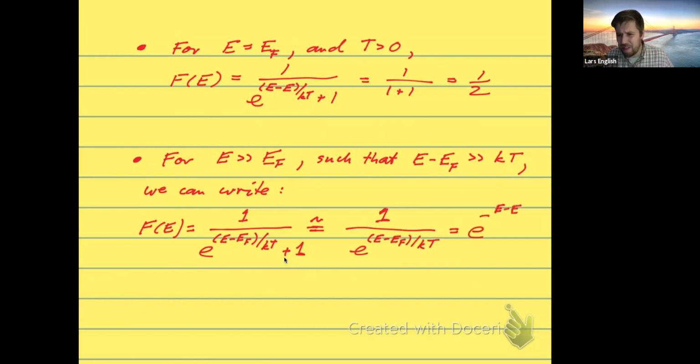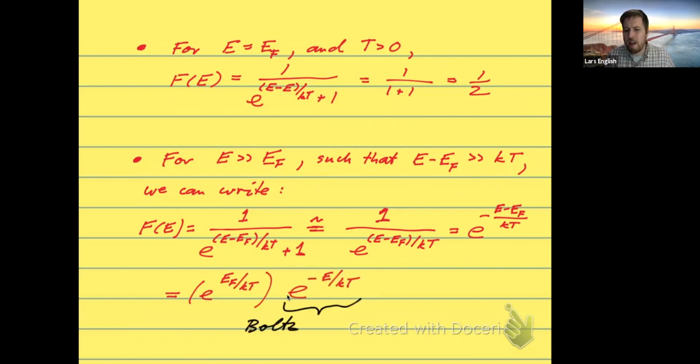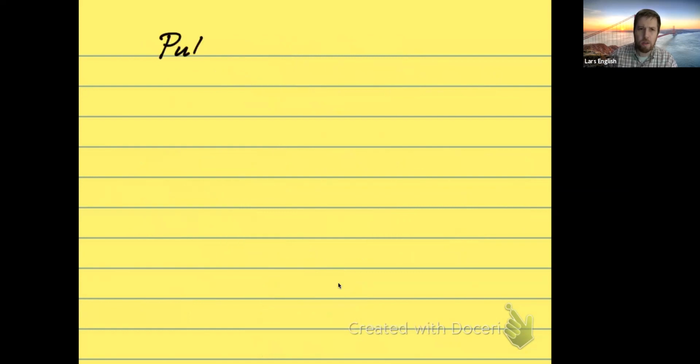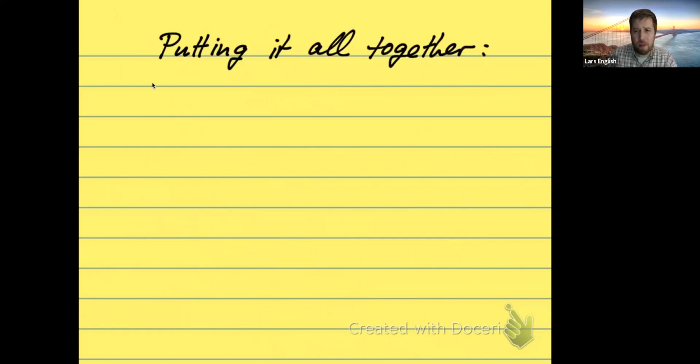And that gives us a simpler formula to work with. It's just e to the minus the energy difference over kT. We can also write it like this if you wish. In that form, we see that we get the Boltzmann factor back. We get pure exponential decay in that limit. So that'll be something that we'll make use of when we talk about semiconductors in a little bit. That is basically all that I want to say about the Fermi-Dirac distribution.